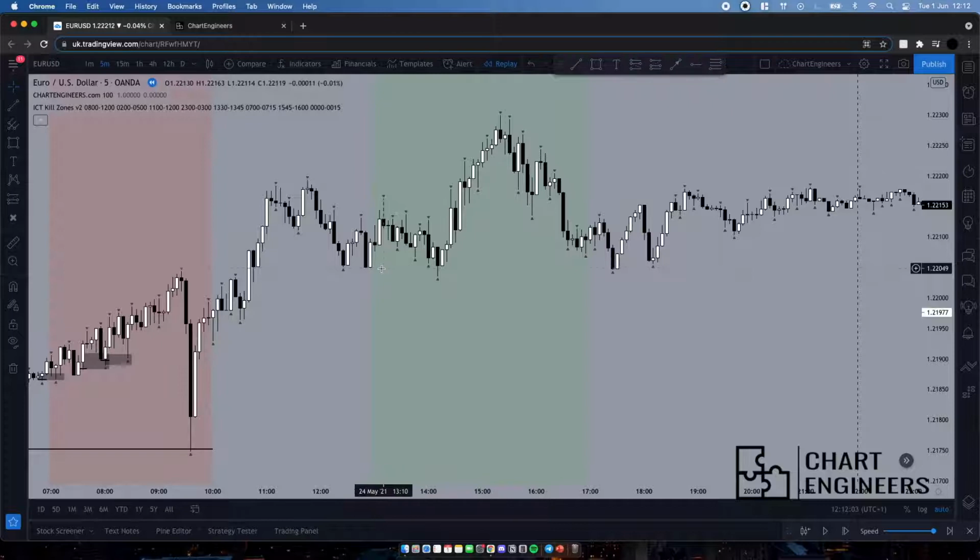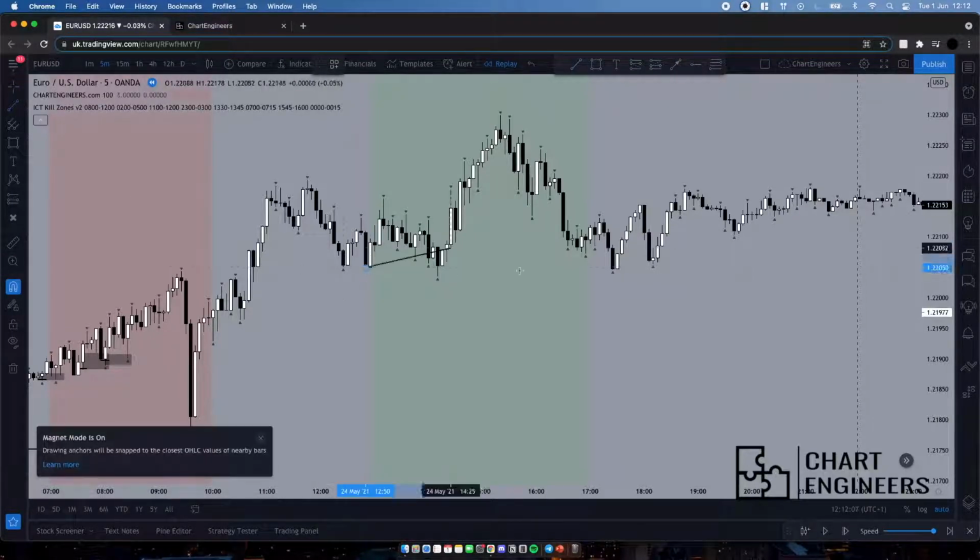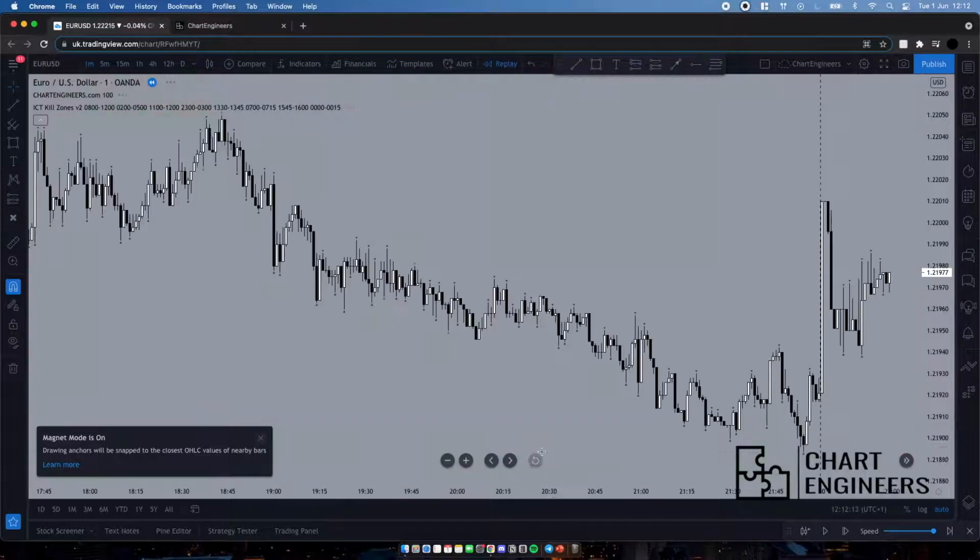Well, there was an M5 raid over here in New York. We'll just see if we actually get a trade. So M5 raid, go down to your 1 minute time frame.